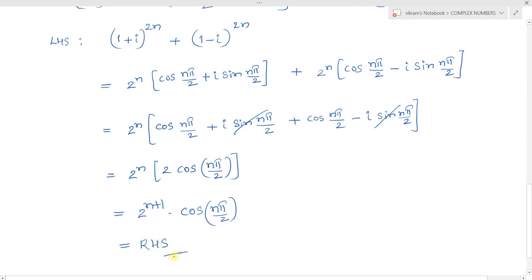So in this way, whenever powers of complex numbers are given, try to represent the complex number in polar form. After representing the complex number in polar form, apply De Moivre's theorem to those powers of the complex number, then we can easily simplify to the required solution. So this is the way of applying De Moivre's theorem in a given problem.